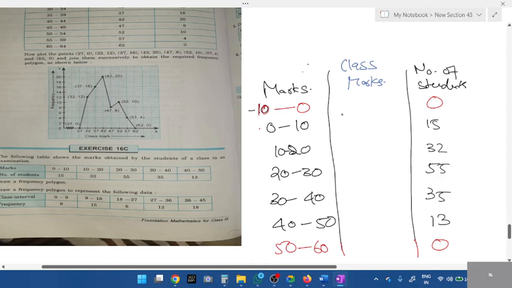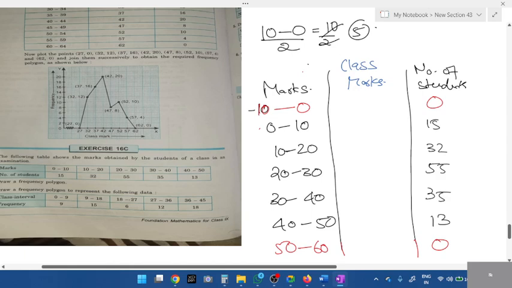So the formula for class marks is nothing but what lies between 0 and 10. Tell me which number lies between 0 and 10. 5. If you don't know how to figure it out, I'll tell you a formula. Take the upper limit 10 minus 0. What is 10 minus 0? 10. How many numbers are we using here? Two numbers, so divide by 2. When you divide by 2, what do you get? 5.